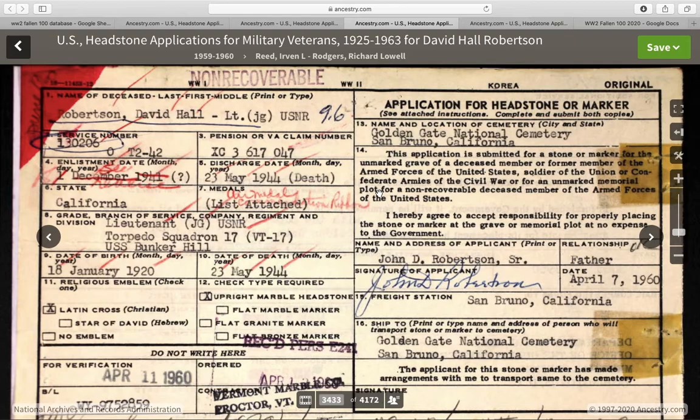So if you're new and you don't want to really challenge yourself, but you want to help out, if you start with those that have this application for headstone or marker, you'll be able to get a lot more information a lot faster than if you don't have this information.